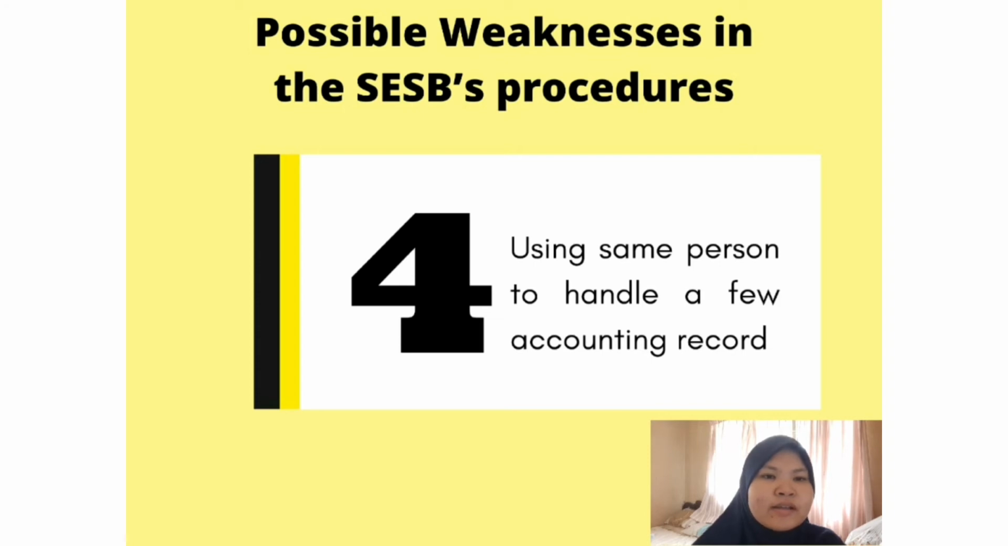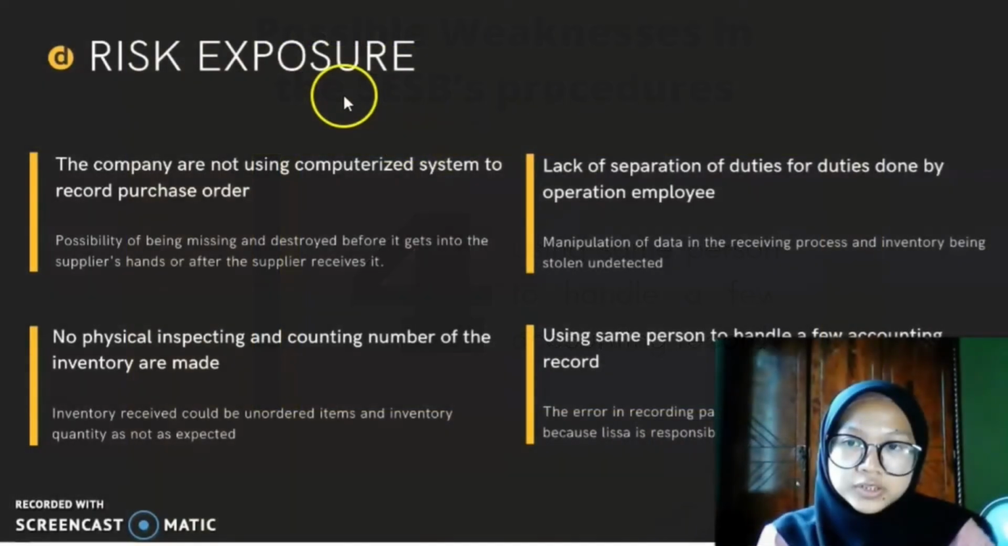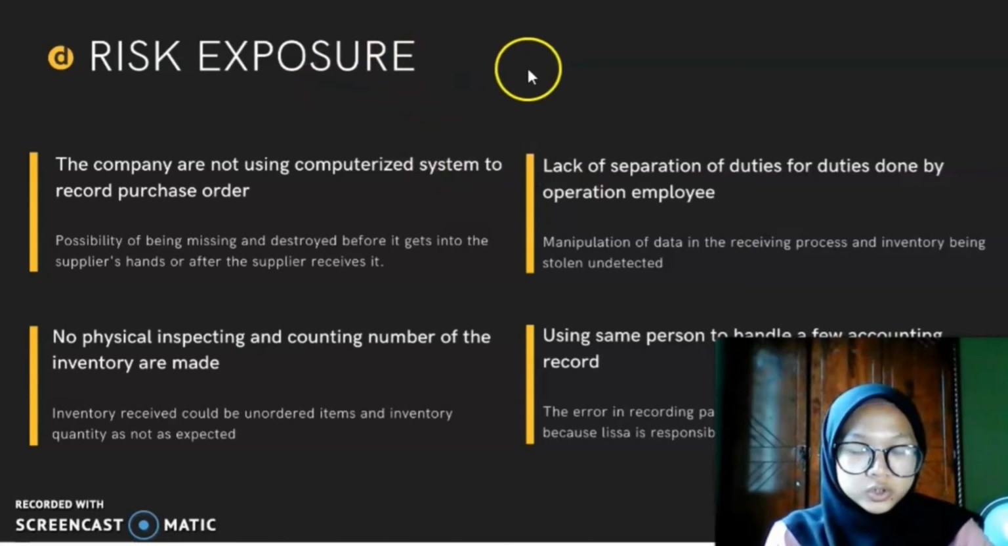The last weakness is about using the same person to handle the accounting record. We spotted that Lisa is the one who handles the purchase summary, and she is also the one who does the accounts payable summary and the total cash disbursement for the company. That's all for the weaknesses. Now I'm going to explain the risk exposure and internal control weaknesses.